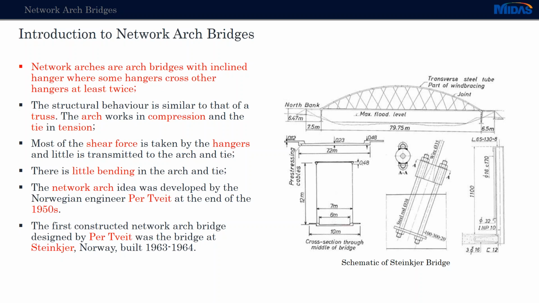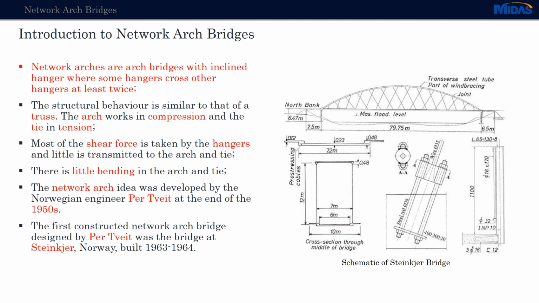This type of structure is very similar to a truss structure, and the top part of the bridge, namely the arch, will work in compression, and the bottom part, the deck or the tie, will work in tension. Most of the shear for this type of structure will be taken by the hangers, and there is little shear in the arch and the tie. Also, because of the way the forces are distributed with this type of hanger arrangement, there is little bending in the arch and in the tie.